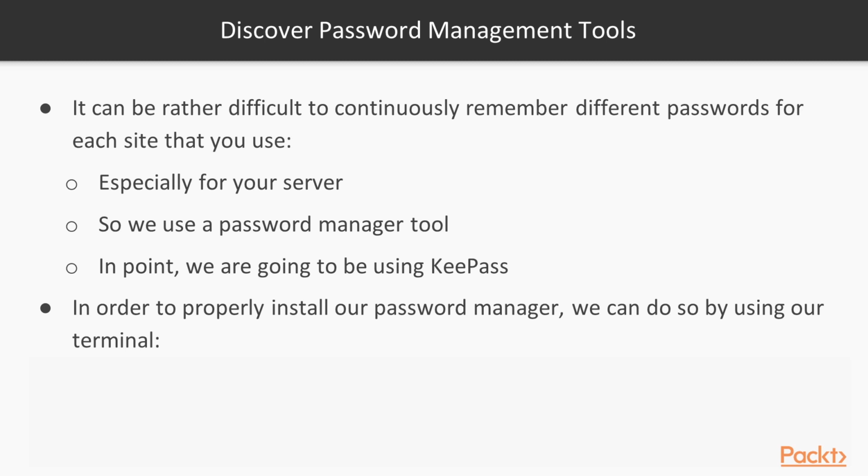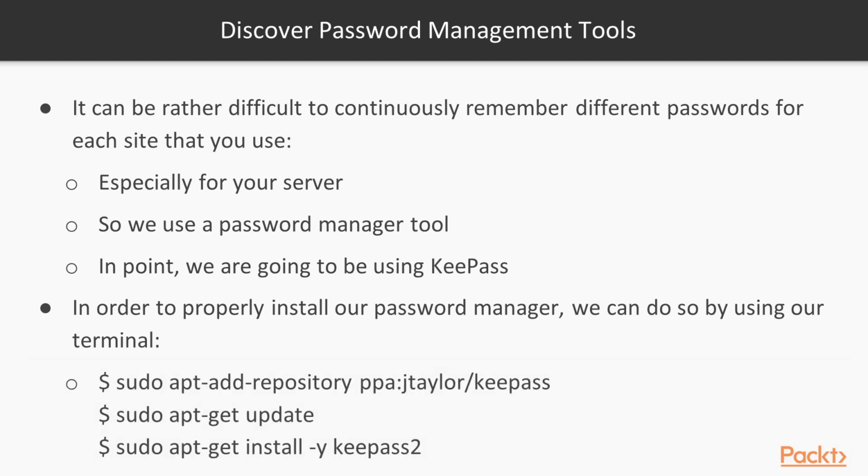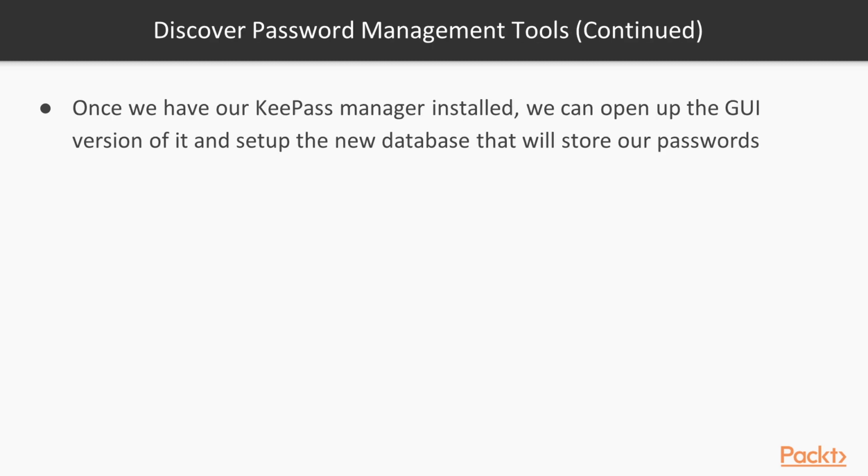Now we can properly install our KeePass manager by using our terminal and adding our repository, ppa:jtaylor/keepass. We'll update the repository and then install keepass2. Once you've successfully installed your KeePass manager, you can open up the GUI by going to your icons or your inventory, your applications, and then open up KeePass. And then you can set up a new database that's going to store your passwords.